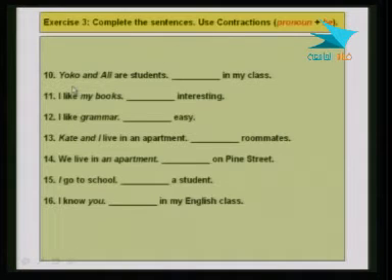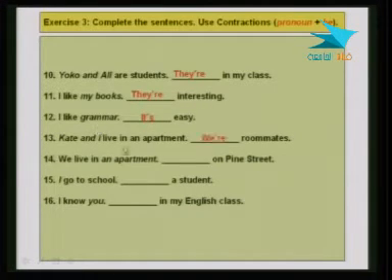Again, Yuko and Ali are students. Yuko and Ali, that's, of course, plural, and therefore we use the pronoun they. They're in my class. I like my books. Okay, why do you like them? Well, they're interesting. I like grammar. It's easy.